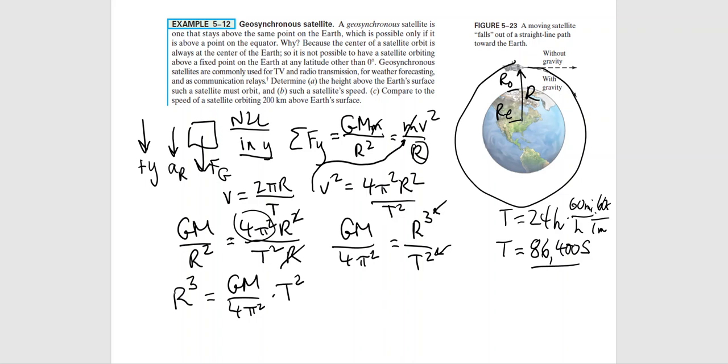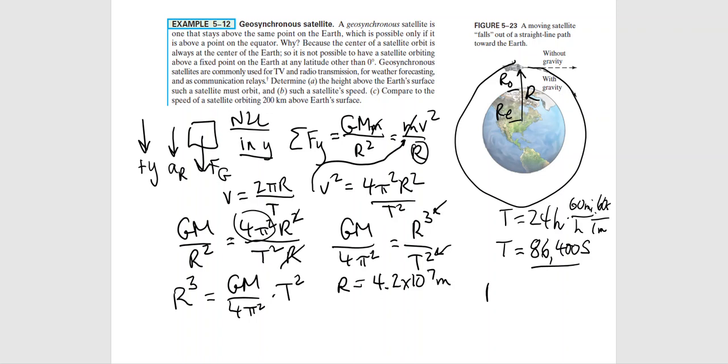Let's try that again. 6.67 times 10 to the minus 11. Mass of the Earth, 5.98 times 10 to the 24 times 4 divided by, I can find my pi again. We got to square it, divided by, and we take 86,400 and square that, times, and then we take the cube root. Let's see if it works this time. And I get, that's better. So this time I get, let's call it 4.22 times 10 to the 7 meters.